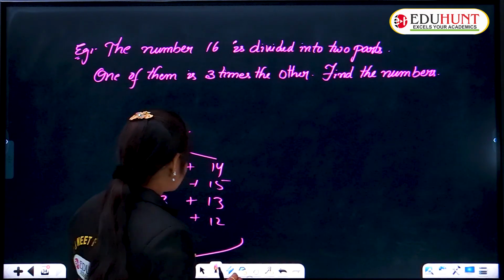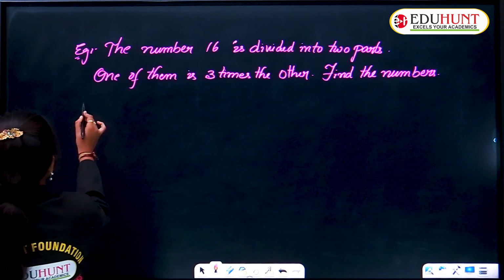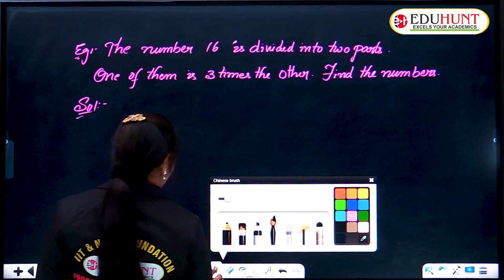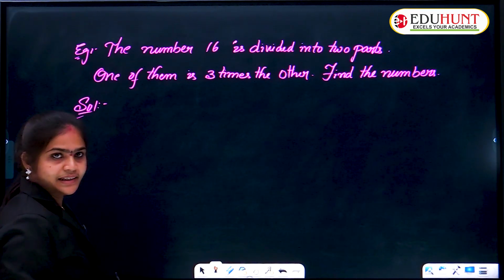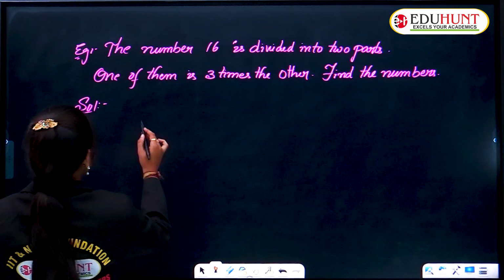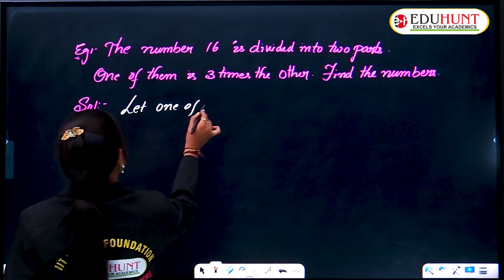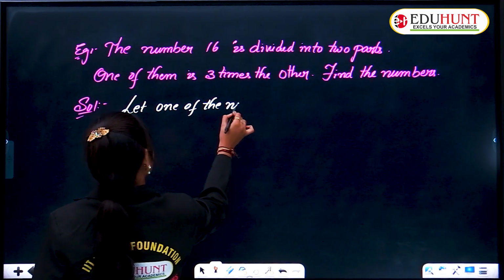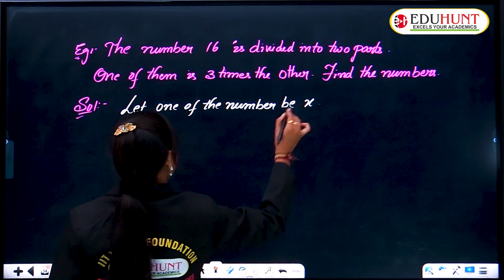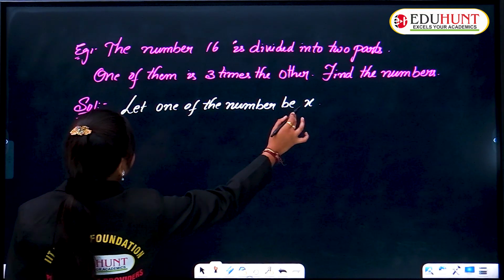Okay. Now here see that. Up to there see that ma. Now here, we don't know the numbers, right? This is related to numbers only. That concept we know, numbers only. Then here, let one of the numbers be x. Here I want to take the variable as x. Okay ma, let one of the numbers be x.